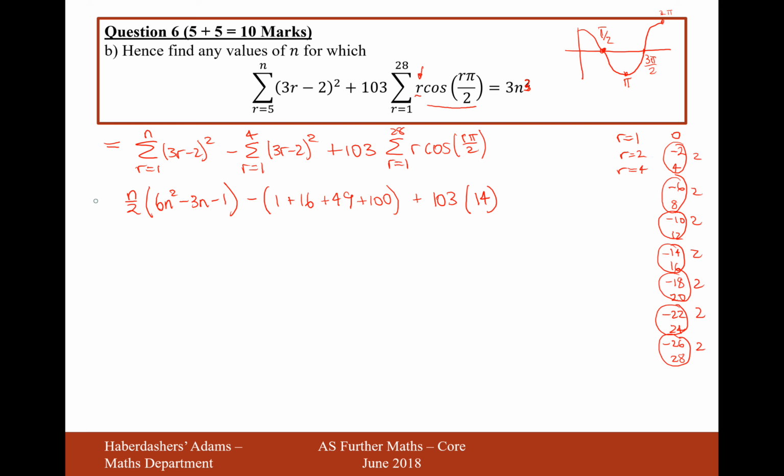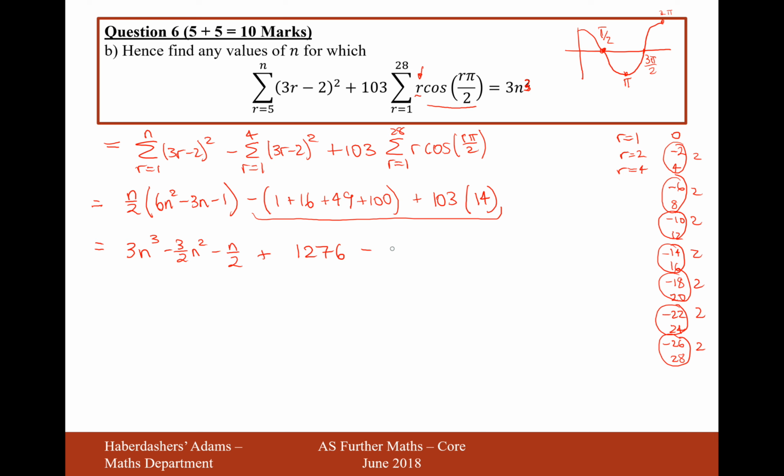Now let's simplify it with the numbers that we've got to subtract here. So 1442 minus 1 minus 16 minus 49 minus 100. And that will give us 1276. So all of these numbers at the back here will simplify to 1276. And this is also, if we expand the brackets on this, 3n cubed minus 3 over 2 n squared minus n over 2 plus this value here.